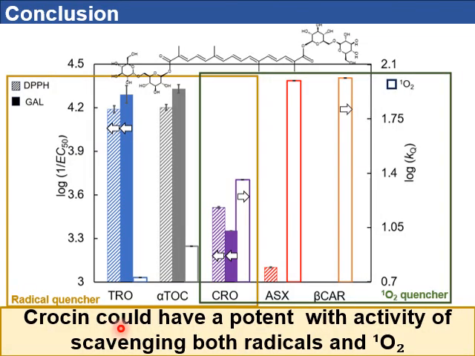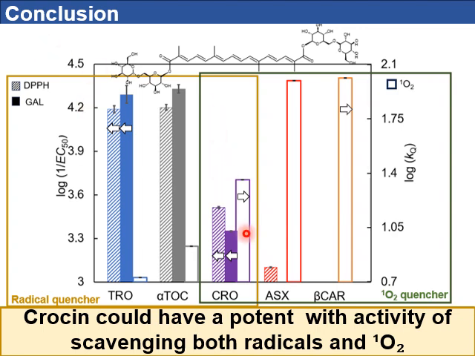In conclusion, the antioxidants used in this study can be broadly classified into three groups. The first group is the radical quencher type. This includes vitamin E, such as Trolox and alpha-tocopherol. The second group is the singlet oxygen quencher type. This group includes hydrophobic carotenoids, such as astaxanthin and beta-carotene. The third group is crocin, which shows high activity against both radicals and singlet oxygen.